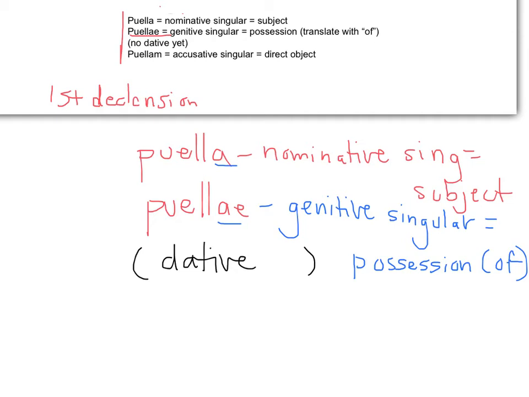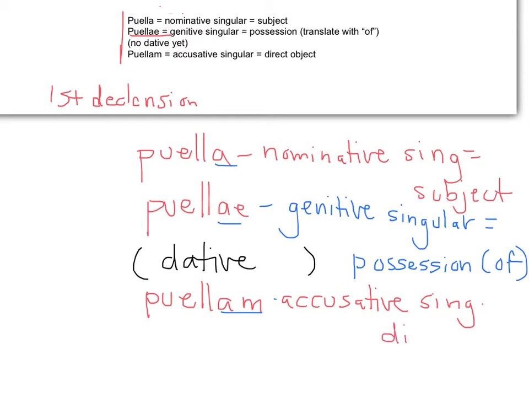Then you learn the accusative. See, it has a different ending yet again. That's the accusative singular. All of these names are case endings. The accusative singular is used for the direct object of the verb. Whatever the verb is directly acting upon is the direct object.